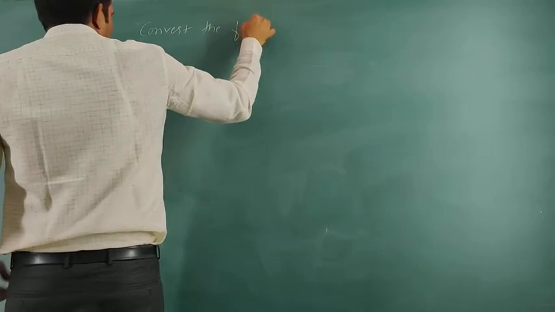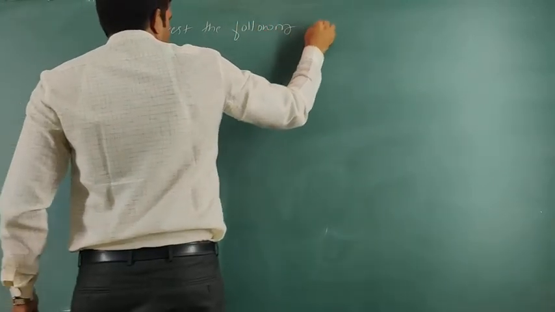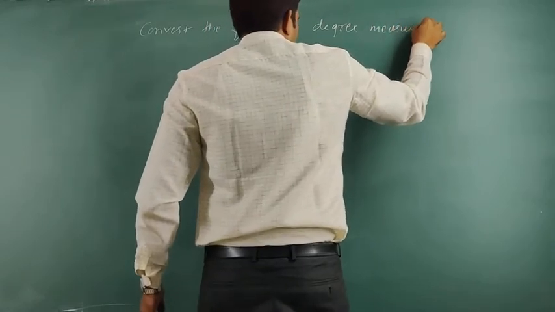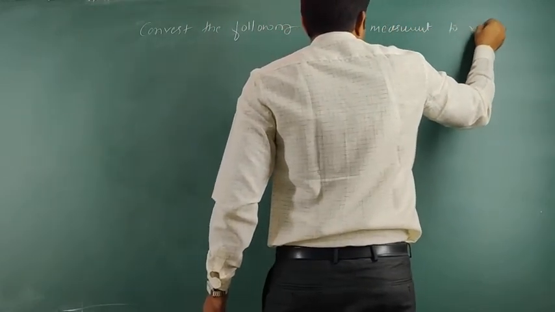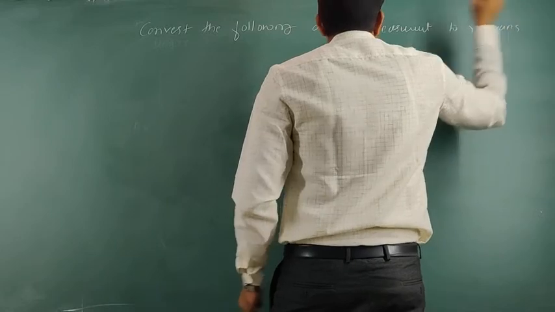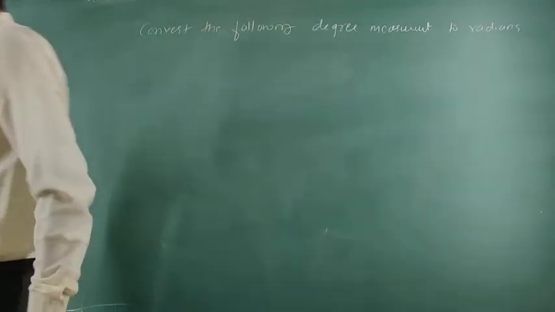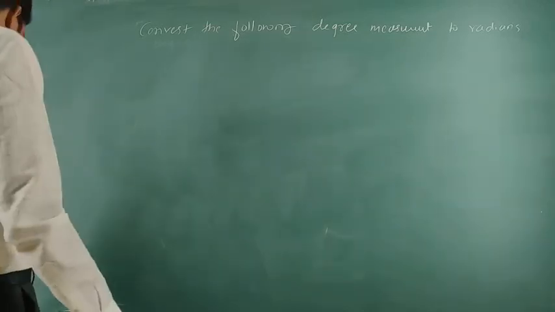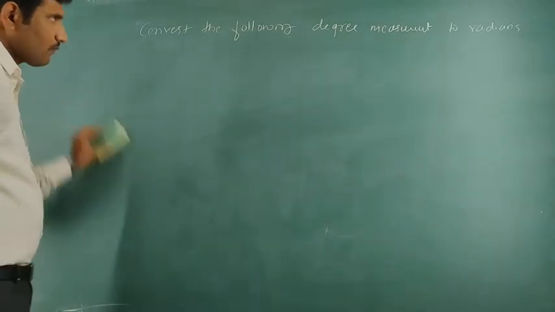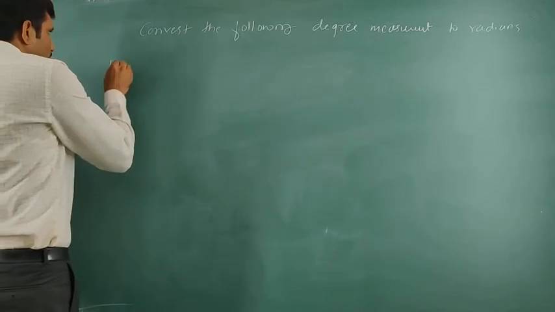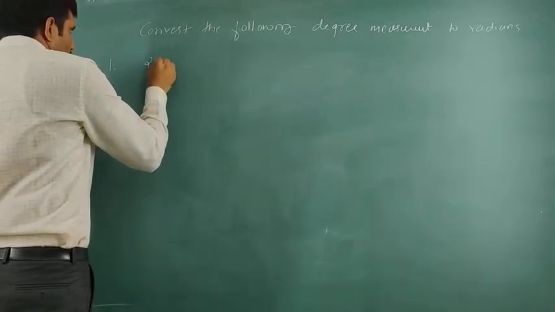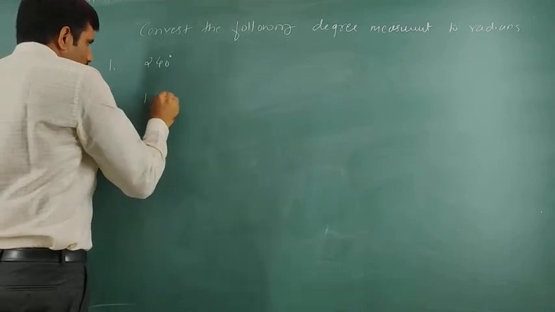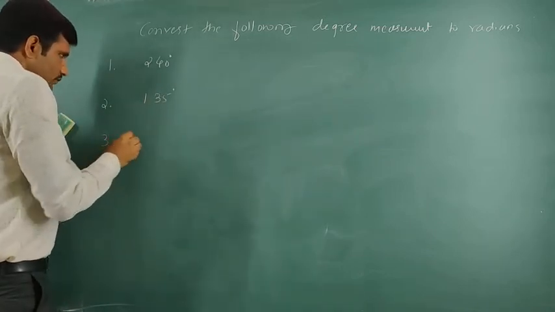Convert the following degree measurements to radians. First one, 240 degrees, 135.